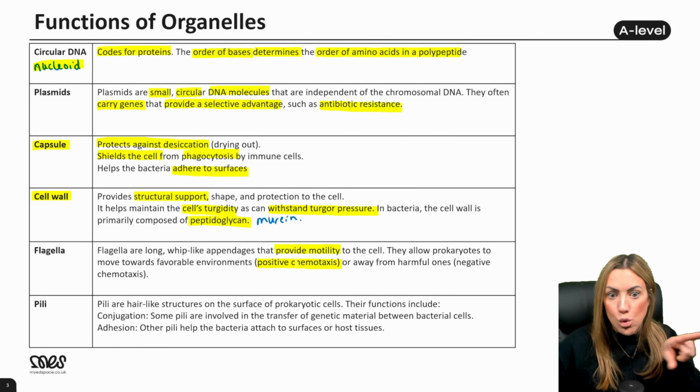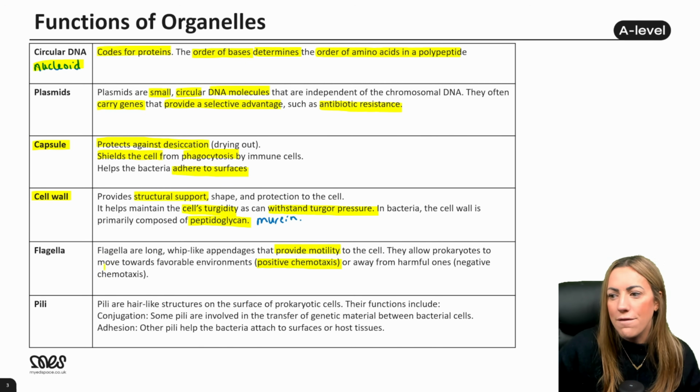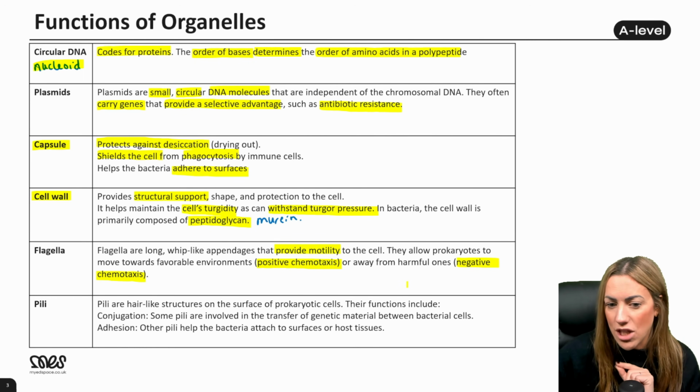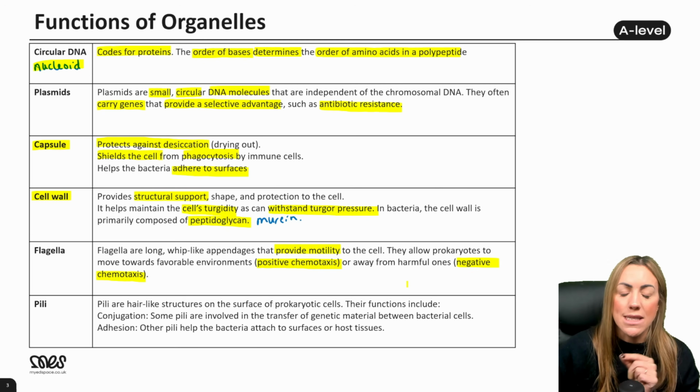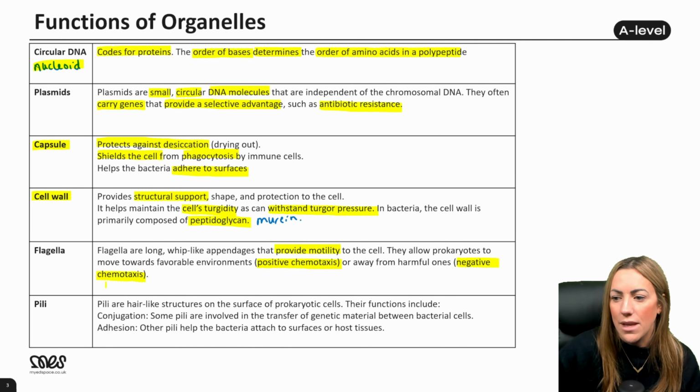So they can move towards positive, a favorable environment, or towards a chemical, or they can move away from harmful ones, which would be negative chemotaxis. Animal cells, think about a sperm cell. That is one type of animal cell that also has a flagellum, and obviously that flagellum enables the sperm cell to move or swim towards the egg cell for fertilization.